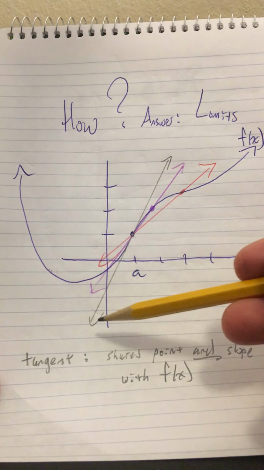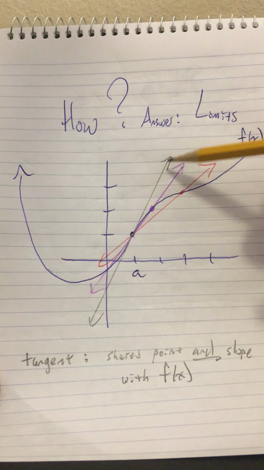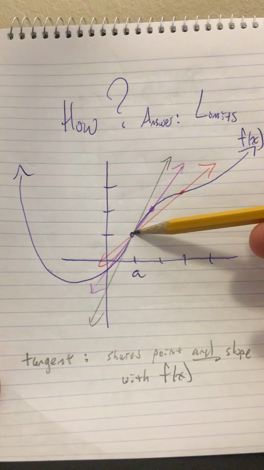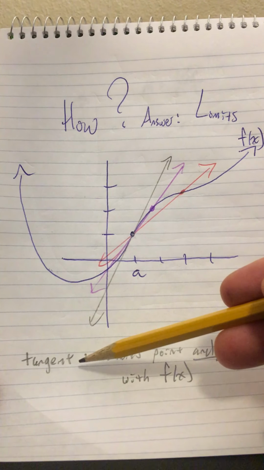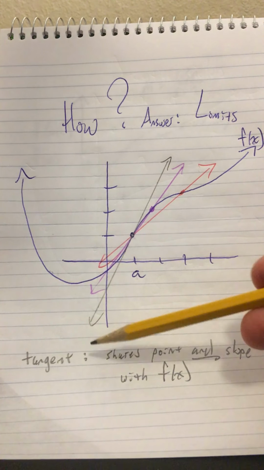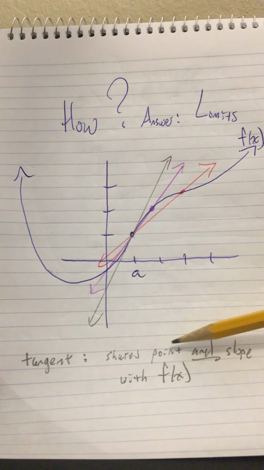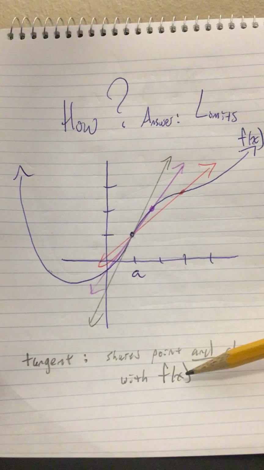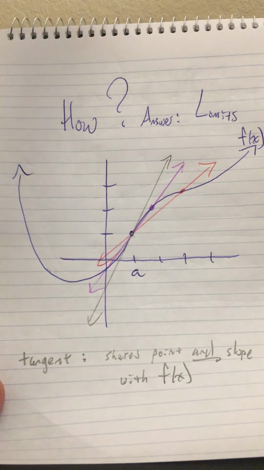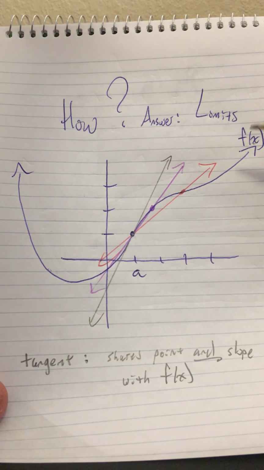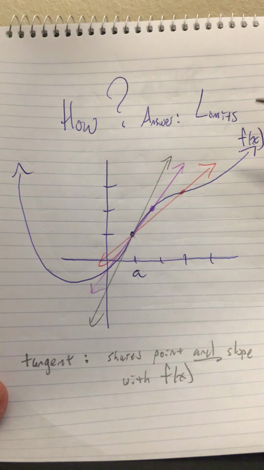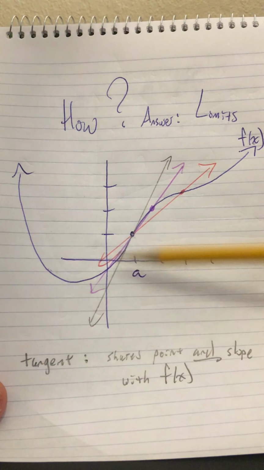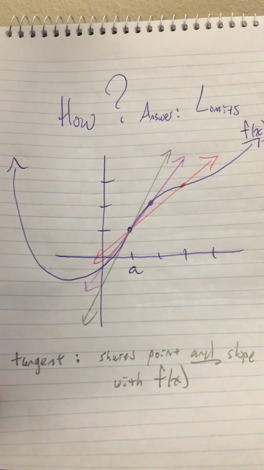Now, by the way, when you have a line that has the same slope as the curve at a point and intersects the curve at that point, it's called a tangent or a tangent line. So a tangent is a line that shares a point and a slope with the function. When you compute a derivative, you're not only getting the slope of the function, you're also getting the slope of that tangent, because the tangent has to have the same slope as the curve.